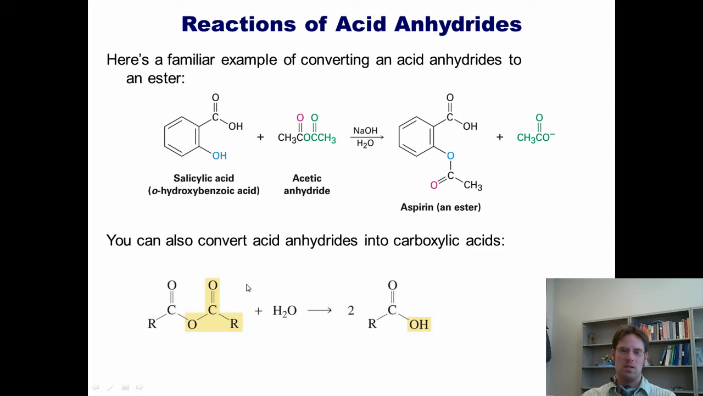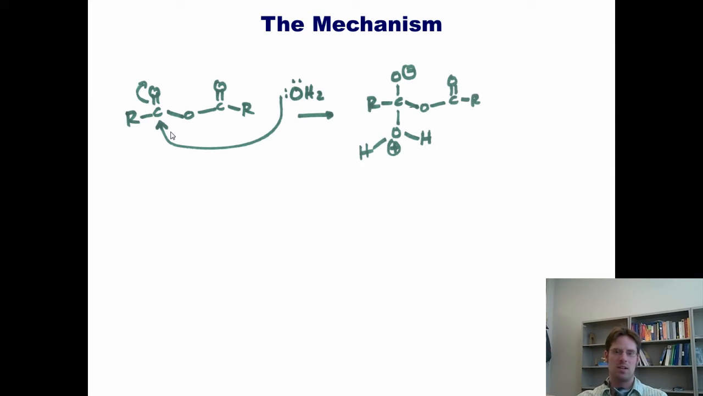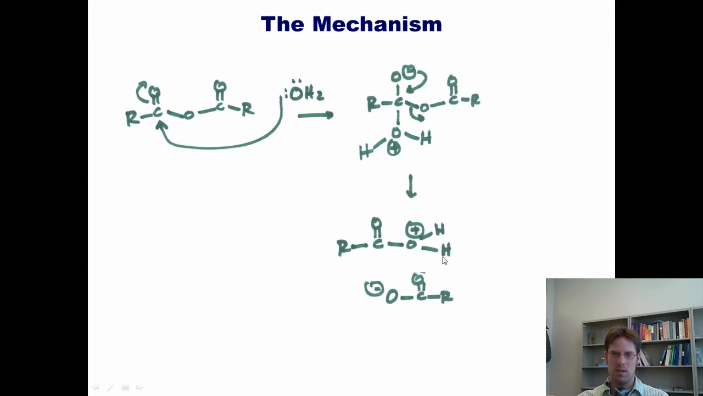Another reaction that we can do is treating an acid anhydride with water to form carboxylic acid. I'm going to show the mechanism of this on the next slide. Here's my acid anhydride. I have water. The lone pairs on the oxygen come in. Once again, electrons go up, giving me this tetrahedral intermediate. Now this O minus electrons are going to come back down and kick off this acetate leaving group. That gives me this intermediate.